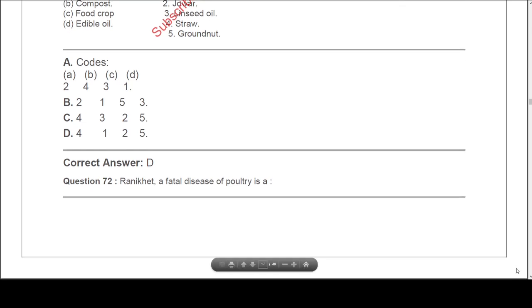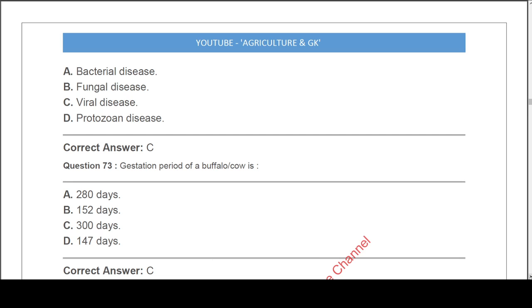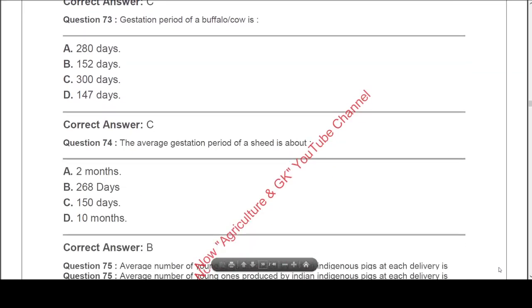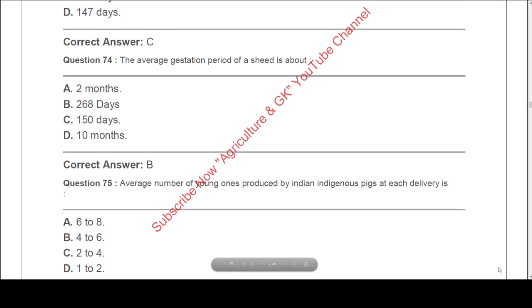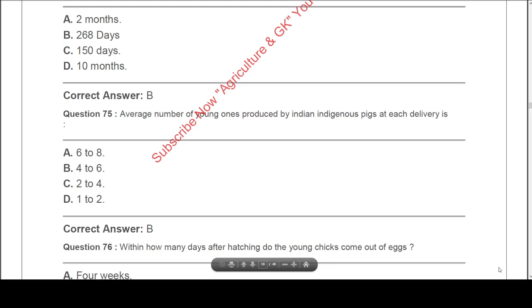Ranikhet, a fatal disease of poultry, is a viral disease. Option C, viral disease. The gestation period of buffalo or cow is 300 days. Option C. The average gestation period of a sheep is about 268 days. Option B. The average number of young ones produced by Indian indigenous pigs at each delivery is option B, 4 to 6. 4 to 6 piglets are delivered at one delivery by the indigenous Indian pigs.